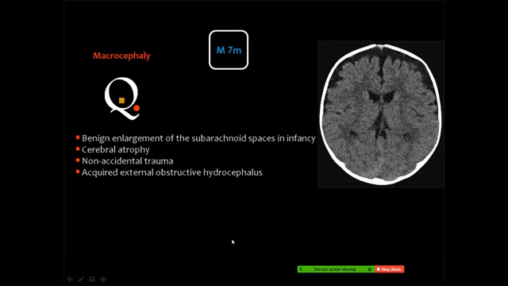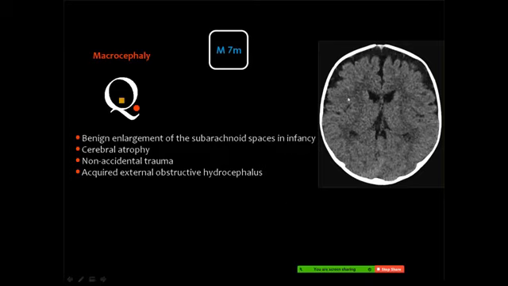And the clue for the diagnosis is this. You cannot diagnose this benign enlargement of the subarachnoid space without knowing that the patient had macrocephaly. It is illogical to diagnose cerebral atrophy in patients with macrocephaly. In patients with macrocephaly, they are looking for hydrocephalus.